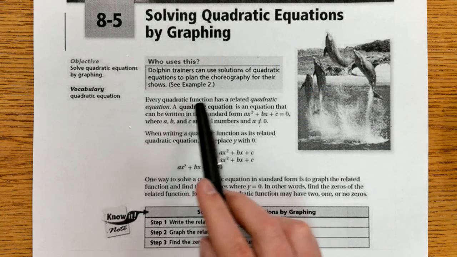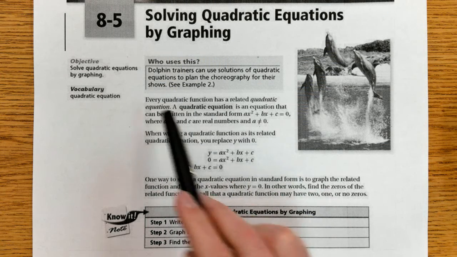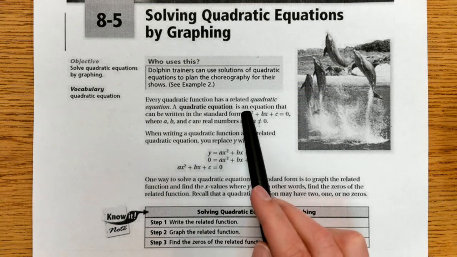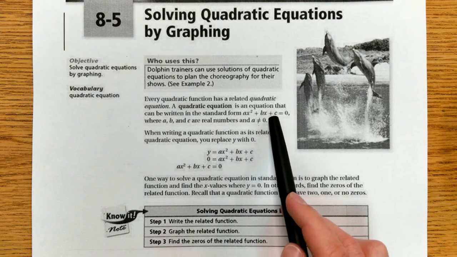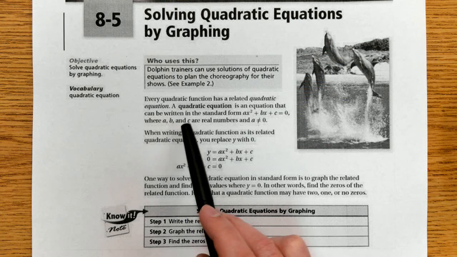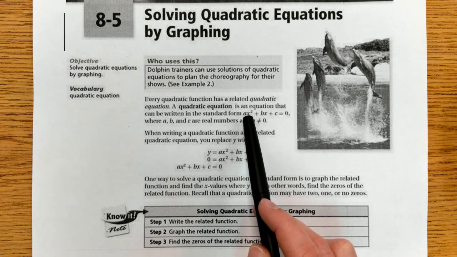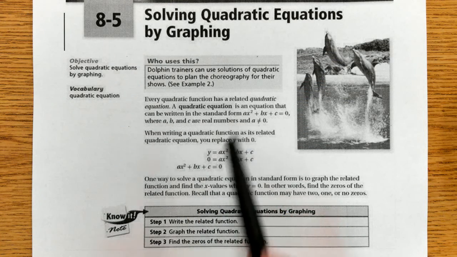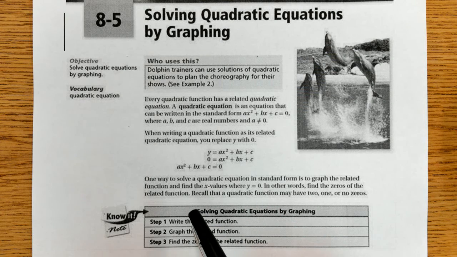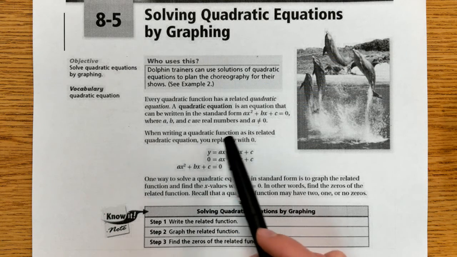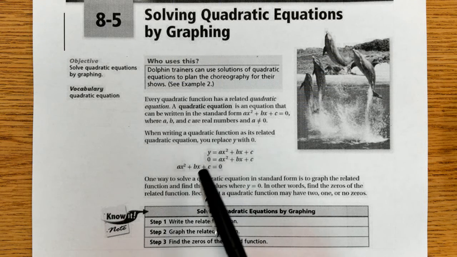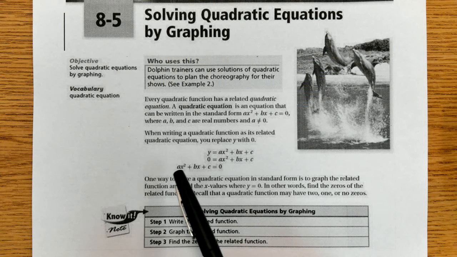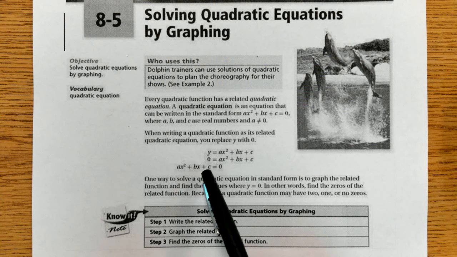So every quadratic function has a related quadratic equation. A quadratic equation is an equation that can be written in standard form, ax squared plus bx plus c equals 0, where a, b, and c are real numbers and a doesn't equal 0, because otherwise you wouldn't have that x squared term, and therefore there wouldn't be a quadratic. So when writing a quadratic function as its related quadratic equation, you replace y with 0. Okay? So it'll look like this. Or it could be flipped the other way, where you have ax squared plus bx plus c equals 0.